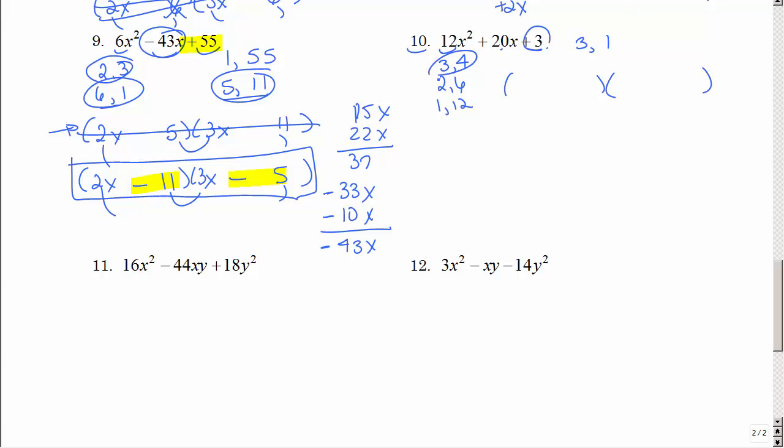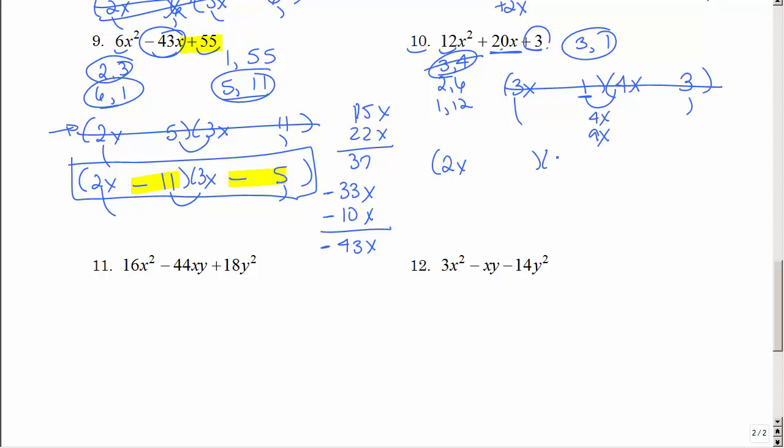So I'm going to start with the smaller number. And I know the 3 cannot go with the 3. So if it's going to work that way, that's 4x. That's 9x. Does that get you 20? No. So that means the 3 and the 4 doesn't work.